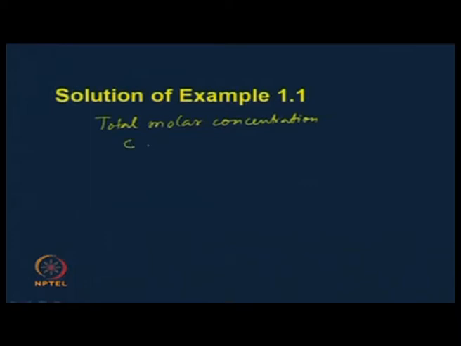So, C is equal to P by RT. Pressure is given as 200 kilopascal, and for RT we can write 8.314 into temperature 313 Kelvin. So, it will be around 0.077 kmol per meter cube.